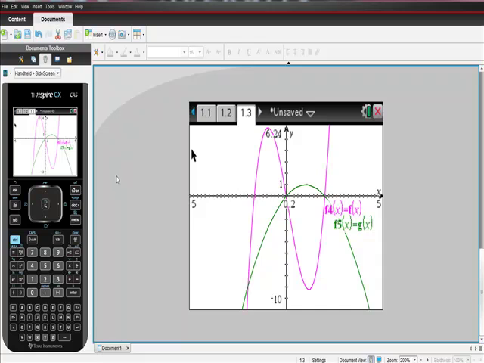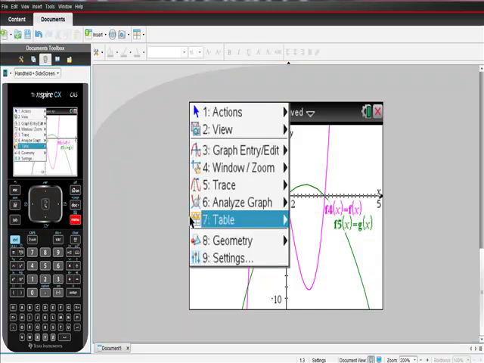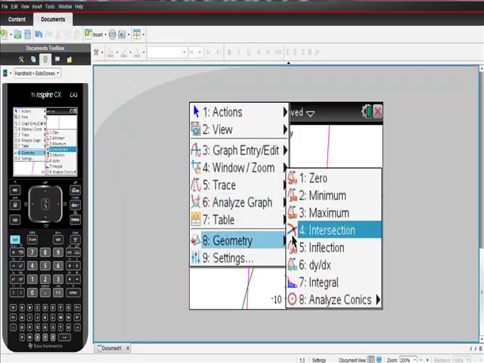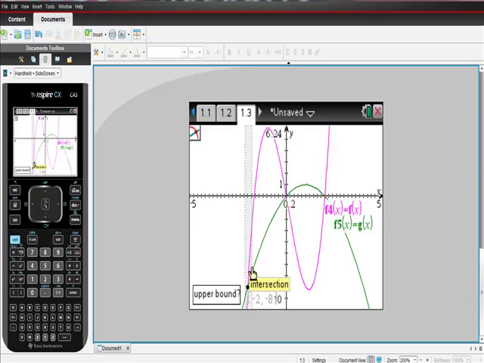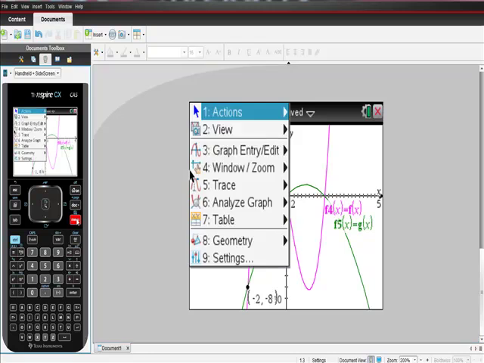So the first thing I'm going to do is go to analyze graph, and find intersect points. When it says lower bound, what it wants is some x value less than the intersection point. So there's one, and then it wants an upper one, some point to the right of the intersection point. So there's that point. So we know it intersects there. Hopefully you can see that it intersects at the point 0. But I'm going to go ahead and check this last one.